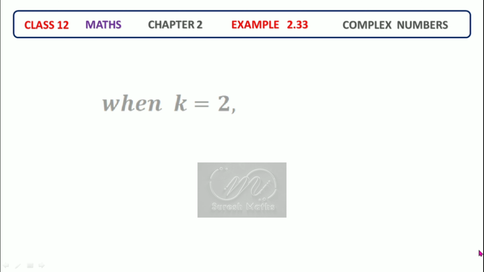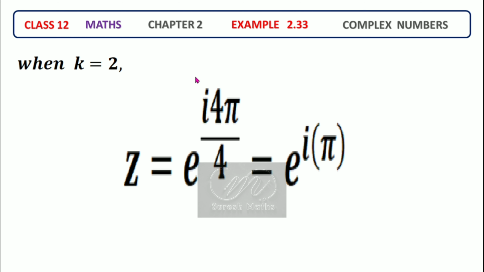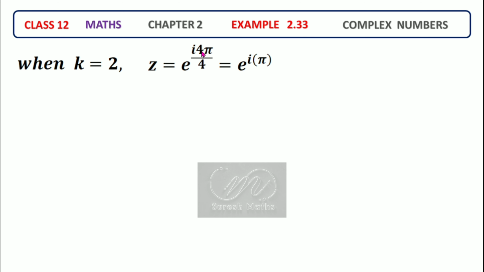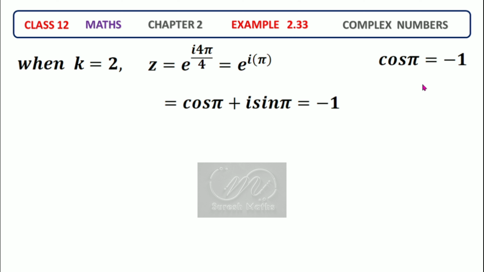When you substitute k equal to 2 in e power i into 2k pi by 4, z equals 2 into 2, that is 4 pi by 4, 4 cancels, e power i into pi. So cos pi plus i sin pi, using the formula cos theta plus i sin theta. So what is the cos pi value? Minus 1. Sin pi value is 0. So minus 1 plus i 0, that is the point (minus 1, 0). This is defined as omega square.